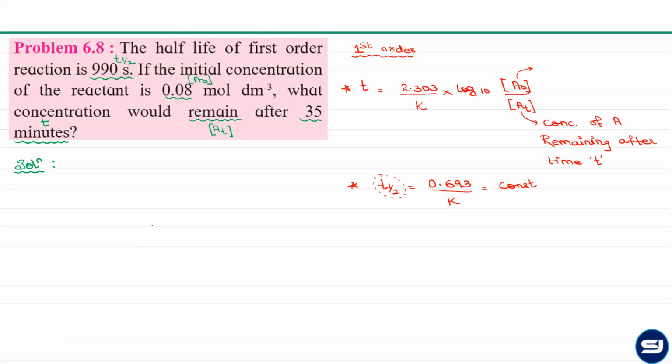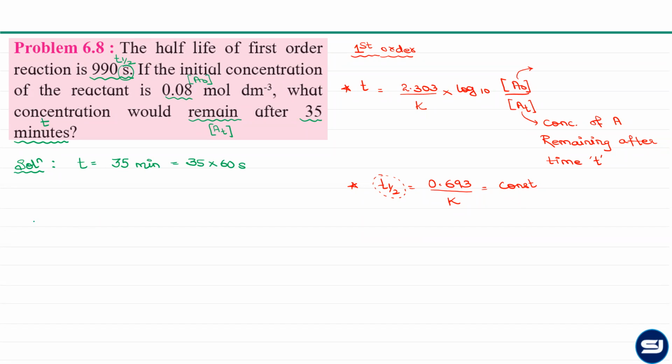अब टाइम को जनरली ध्यान रखना, अगर आपका हाफ लाइफ सेकेंड्स में है और ये टाइम मिनट्स में है, then the first step would be to convert the minute into seconds. It will be 35 times 60. ये कन्वर्जन नहीं भूलना, ठीक है?